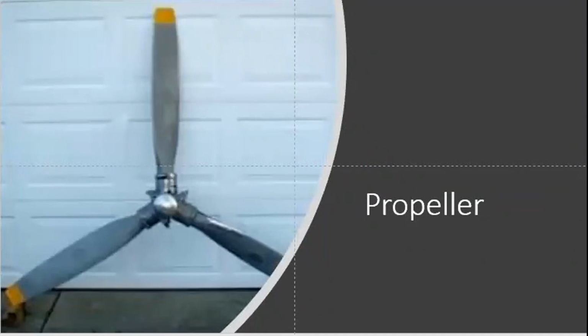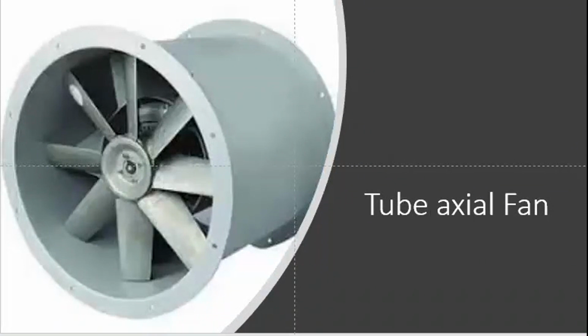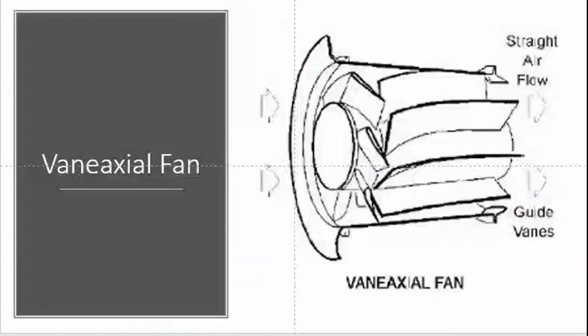When it comes to efficiency, the propeller has the lowest efficiency. It is less than 50%. The tube axial is around 65%, and the vane axial fan has the highest efficiency in this category, around 85%. So those are the types of axial fans.